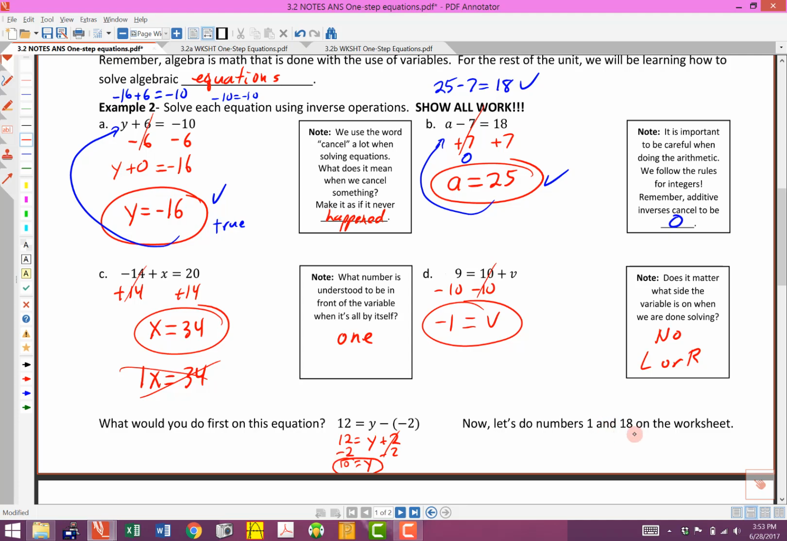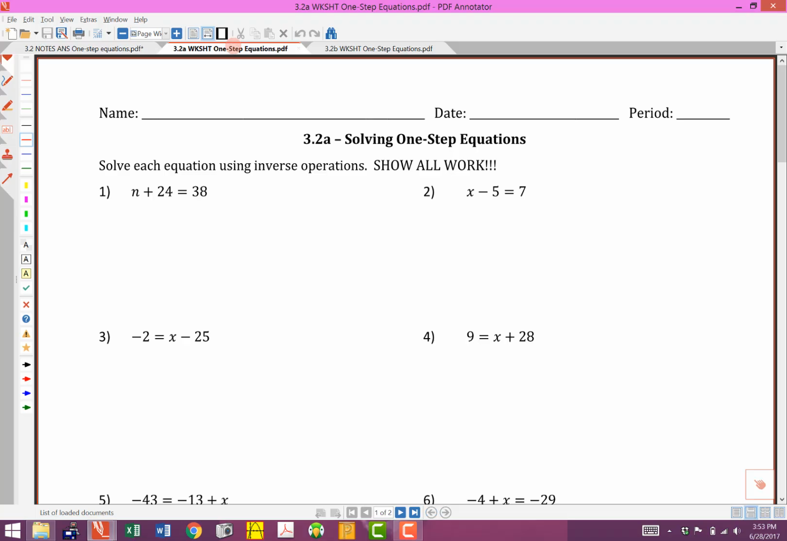Okay, let's take a look at 1 and 18, and then you'll be ready to go. So here's number 1. We want to get that variable by itself, so that means we want to undo adding 24. So we're going to subtract 24 from this side and subtract 24 from this side. These cancel to be 0, so I'm going to lightly cross those off, and I'm going to write n equals. And then on this side, I just need to figure out what the answer is. What integer is the answer? Different signs, we're going to find the difference. The difference is 14, and the bigger one is positive, so the answer is positive 14.